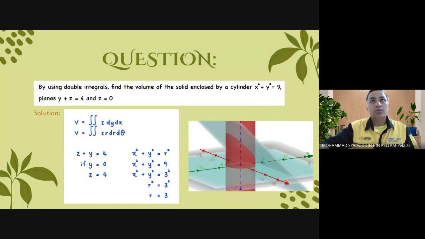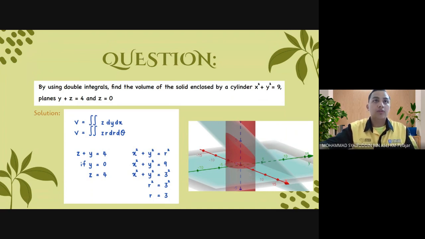Alright, this is our group question number 1. By using the double integral, find the volume of the solid enclosed by the cylinder x squared plus y squared equal to 9, the plane y plus z equal to 4, and z equal to 0. As we know, the volume can be defined by the formula double integral of z dy dx, where dy dx is equal to r dr d theta.